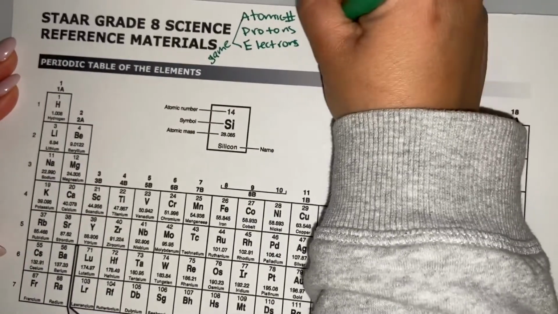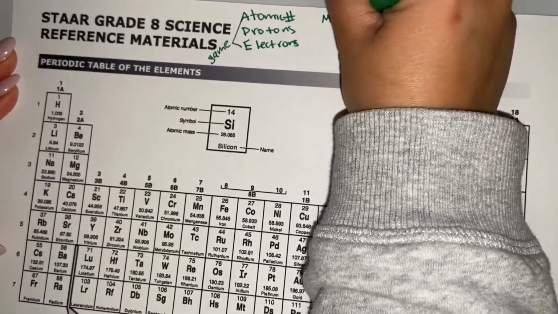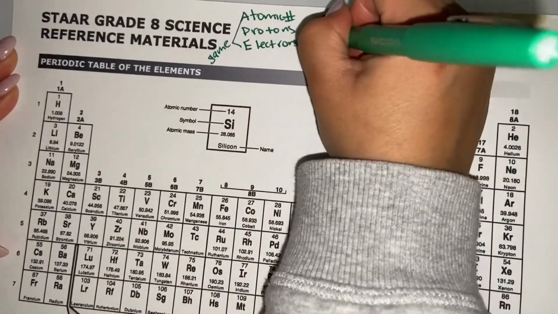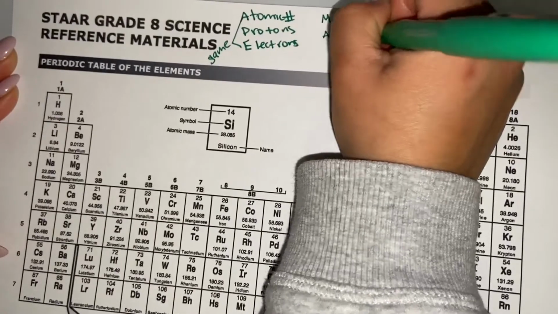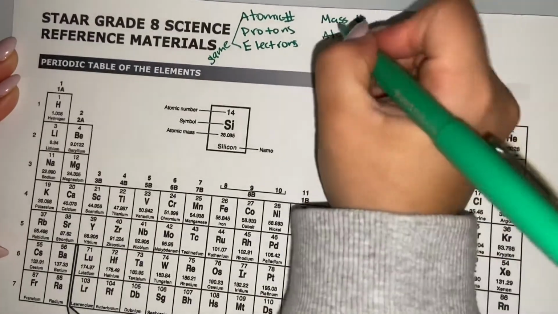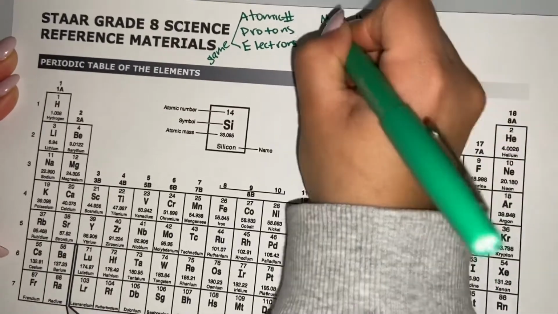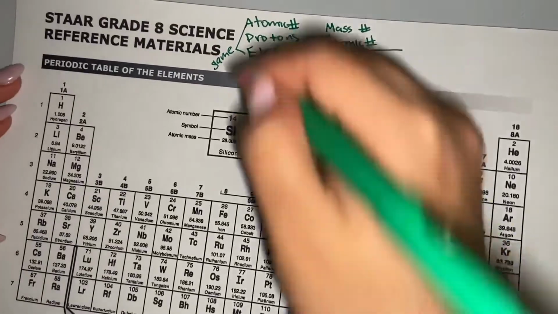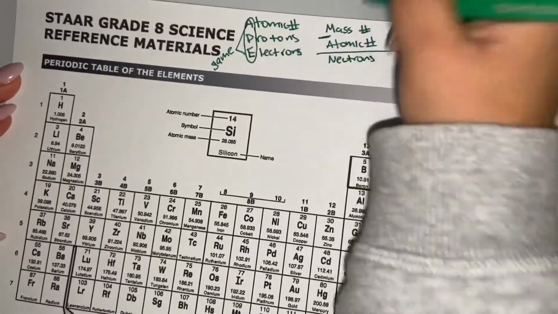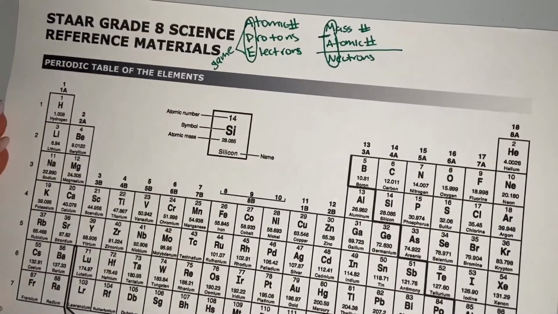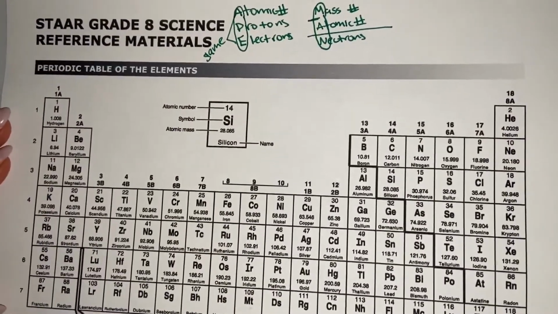I also need to find out my mass number. I need to figure out my atomic number and the number of neutrons. In order for me to get the number of neutrons, I'm going to subtract my mass number minus my atomic number. So remember this acronym, APEman. Okay. Now, how do I find these numbers on the periodic table?